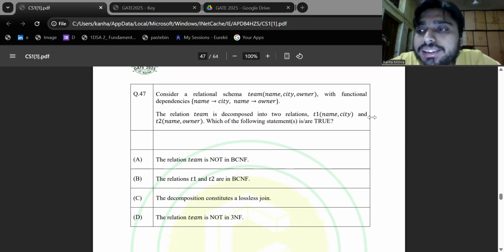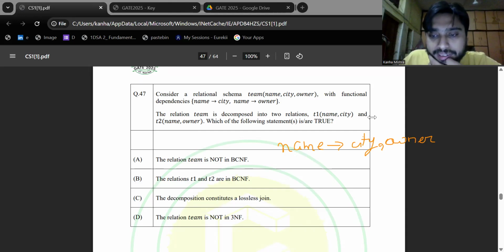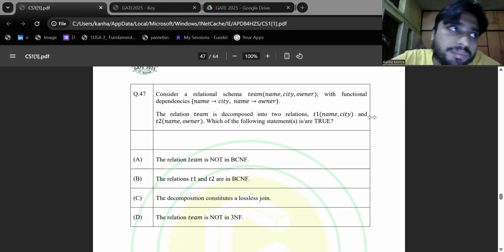So let's understand the types of keys used here. Candidate key: it is a minimal set of attributes that functionally determines all attributes in a relation. You can see from the functional dependency name implying city and owner that name determines everything. Name is a candidate key. It is a minimal set of attributes that can functionally determine all the possible attributes.